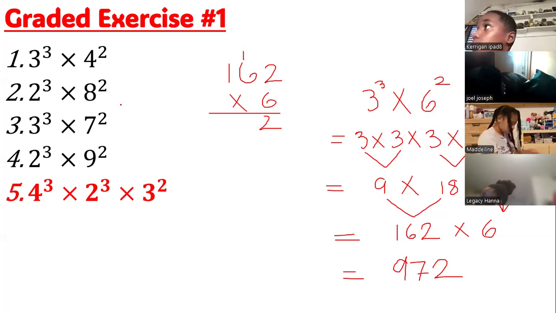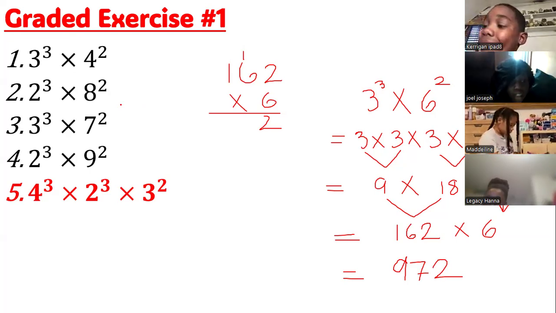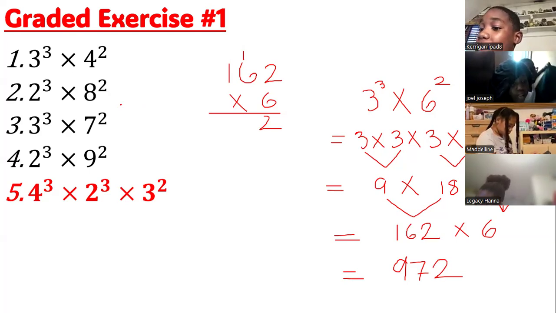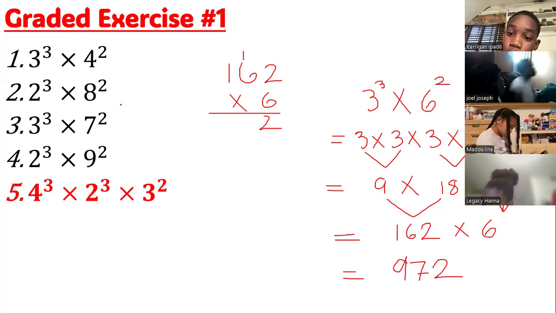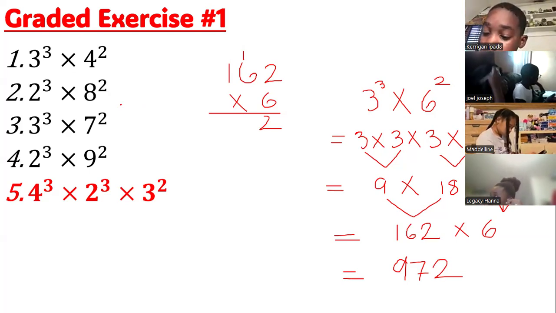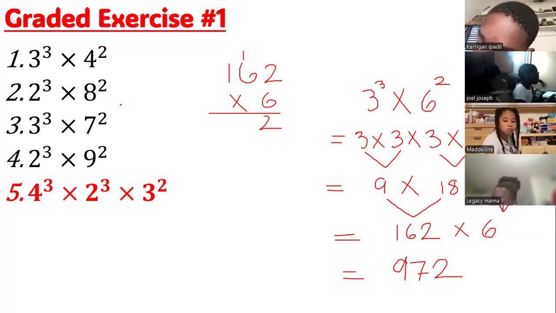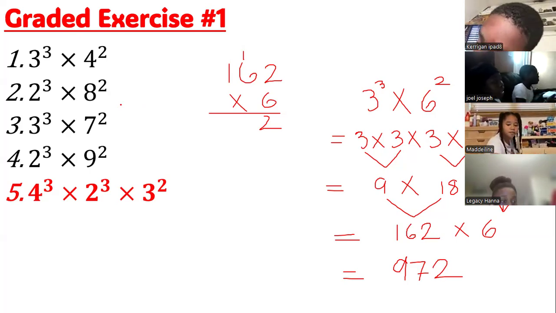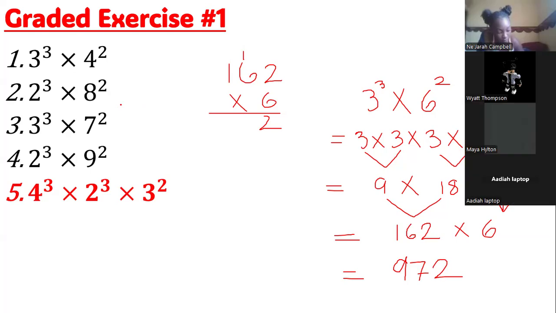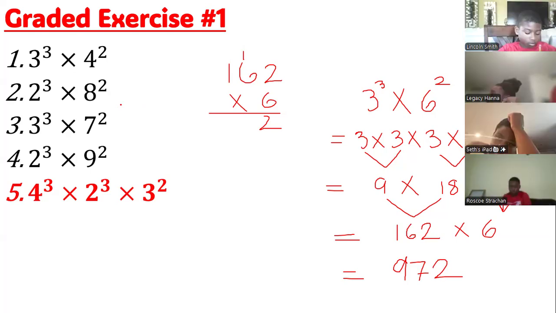Joel and Gianna, what number are you all on? Going on number 3. Number 2? Kerrigan, what number are you on? Number 3. Madeline, what number are you on? Number 5. And Legacy, what number are you on? Going on to number 4.